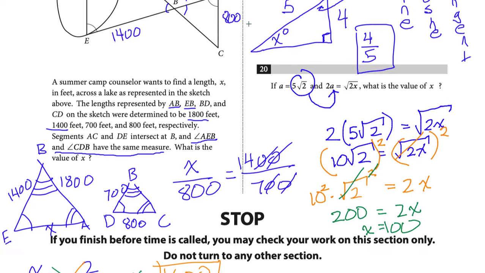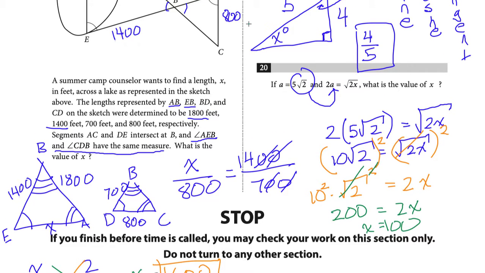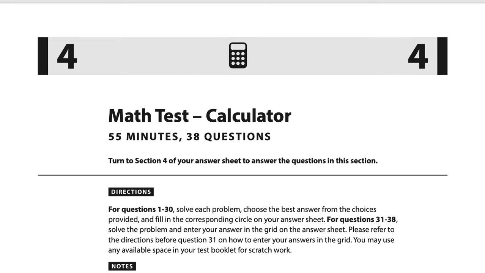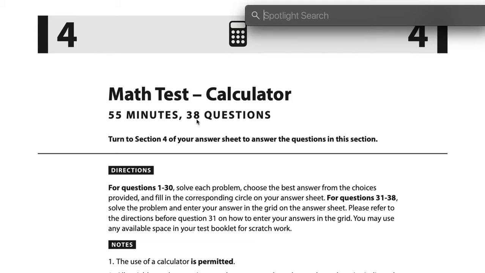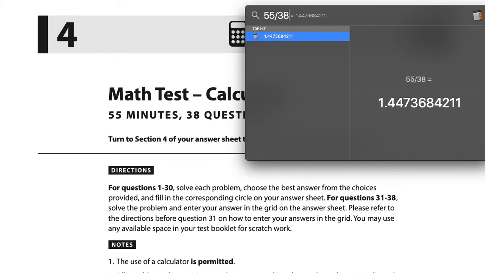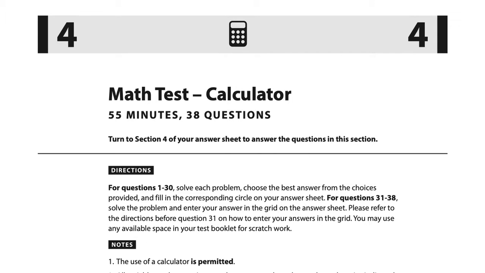All right, those were some really, really hard questions. So now we're going to go even harder. We're on to the next packet. Notice the time limit on this one: 55 minutes and 38 questions, which means you have more than a minute per question. If I did 55 divided by 38, you get about a minute and a half, a little under a minute and a half per question, because they expect you to spend some time punching it into the calculator.